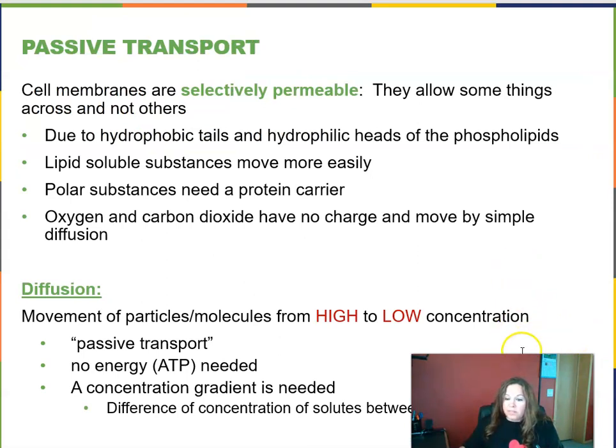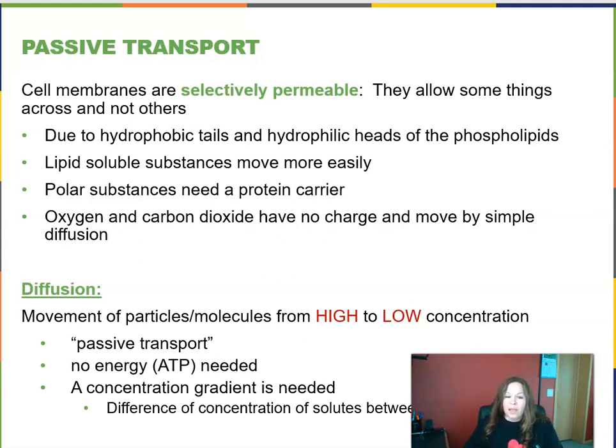So cell membranes, as we've already mentioned, are selectively permeable, or picky about the things that they allow to cross into or out of the cell. Some things get to, some don't, and it's greatly in part due to those phospholipids having their hydrophobic tails pointing inward and their hydrophilic heads outward. Lipid-soluble substances are going to move more easily through that and diffuse easily. Other substances that have a charge, that are polar, are probably going to need a protein carrier in order to get through.